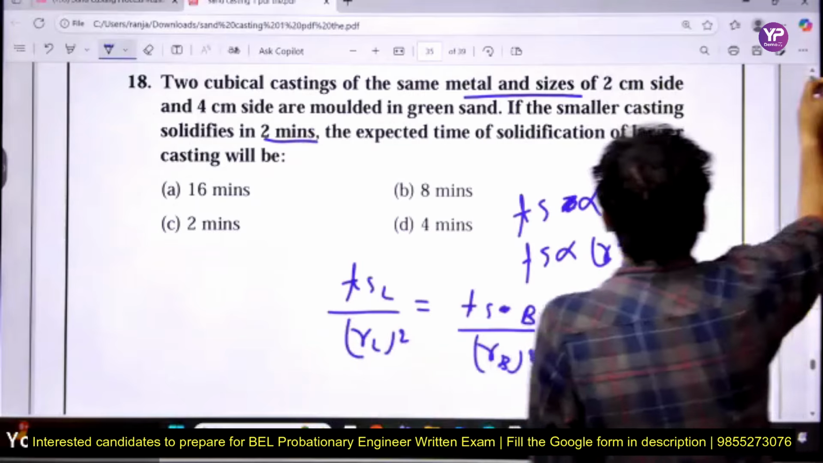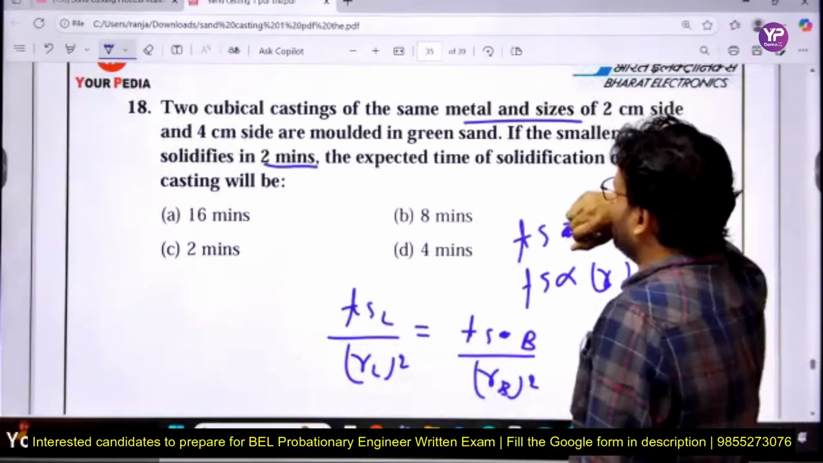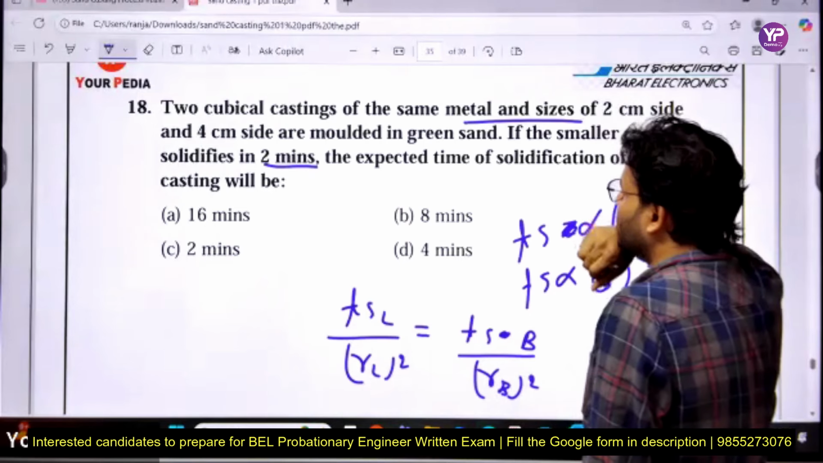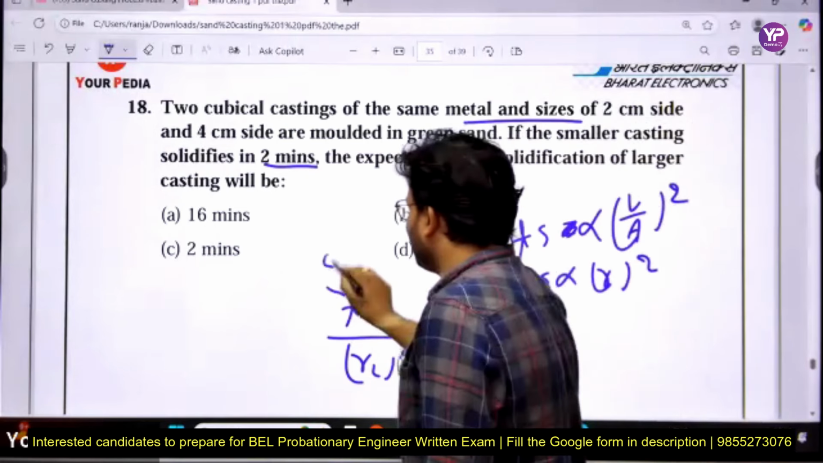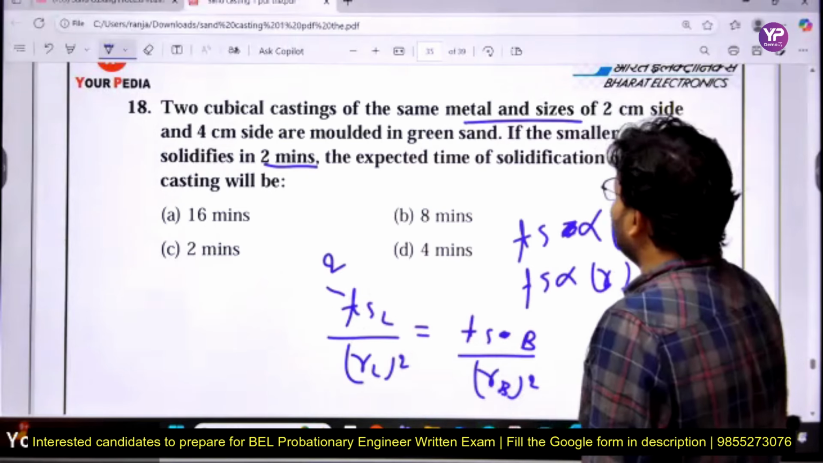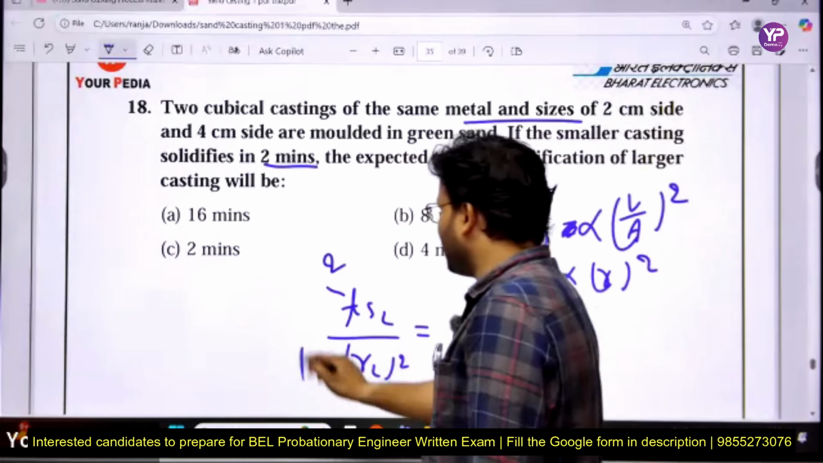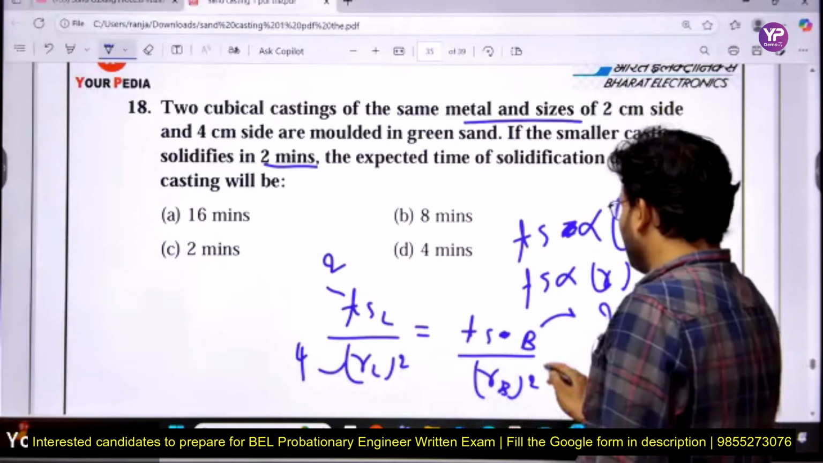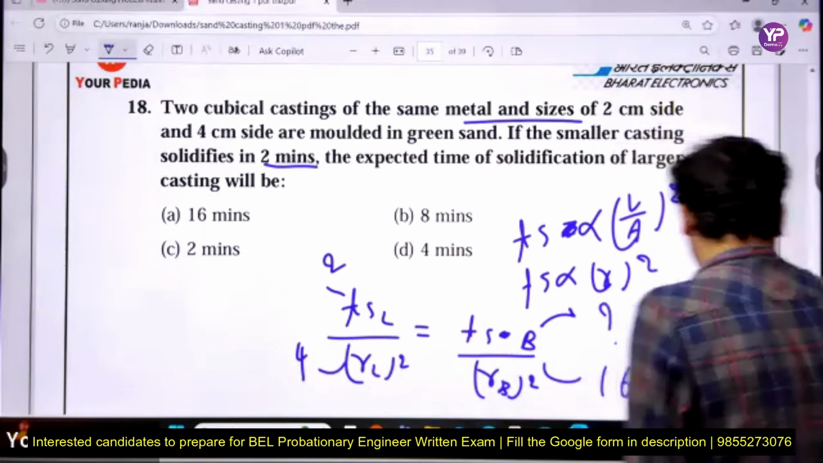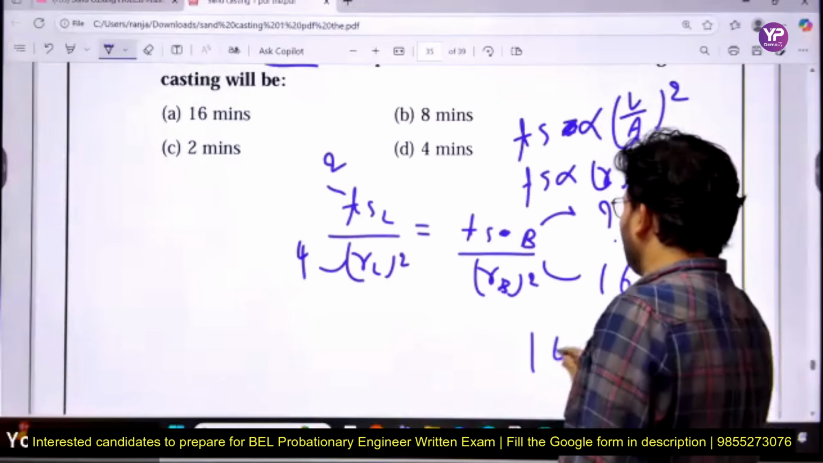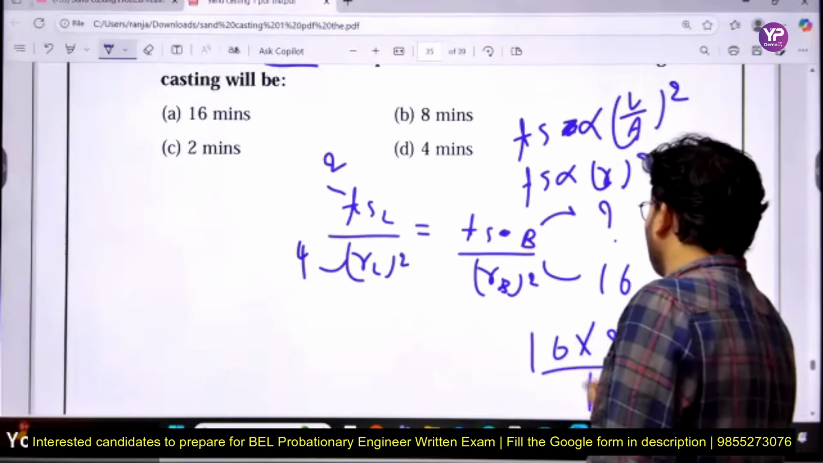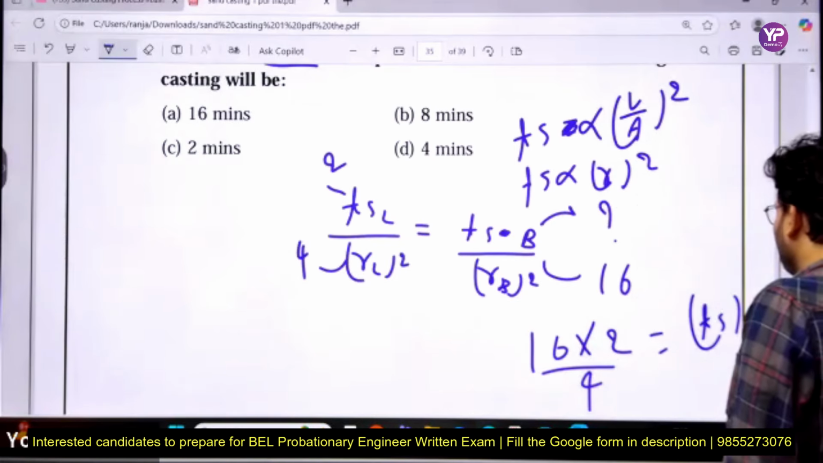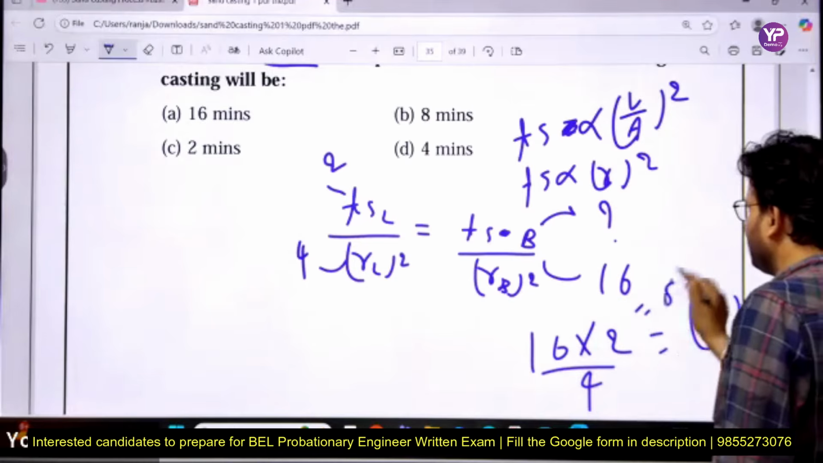The question was very easy. Two castings of sizes 2 cm and 4 cm side. The smaller casting solidifies in 2 minutes, and 2 means it is 4, right? So what will that be? You calculate, and this will be 16. Same question again, so 16 into 2 upon 4, 4 fours are 16, equals TSB. 16 by 2 is 8, coming very easily.